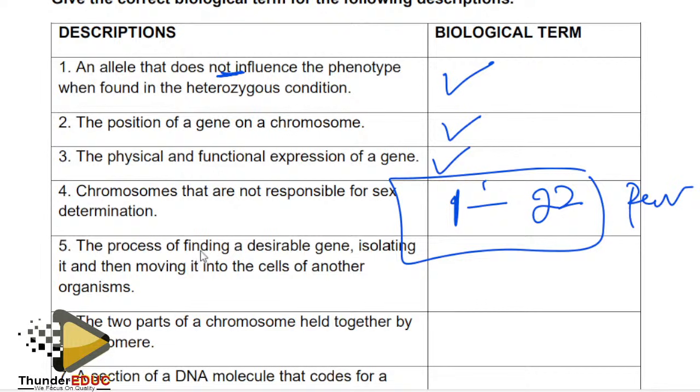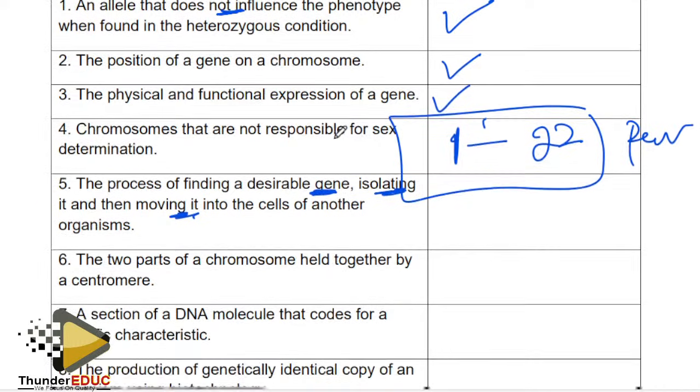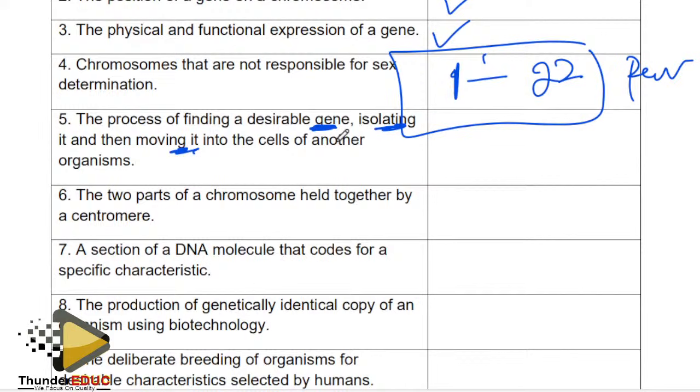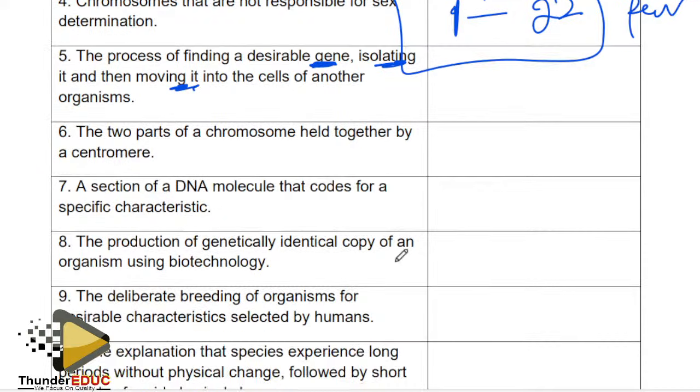The process of finding a desirable gene, isolating that gene, and then moving it to the cell of another organism. We call this genetic engineering, because you are manipulating these genes, or genetic modification. You are modifying the genetics of another organism. Then we go to the next part. As we said, let's first go through the terminologies very fast, and then we go to the content we are interested in more, so that we don't lose these 10 marks.